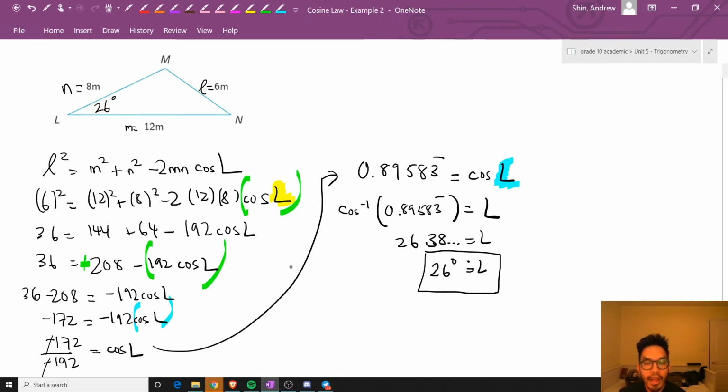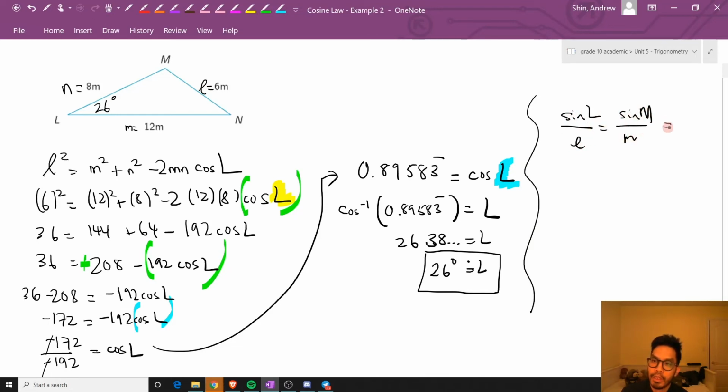And now, if you want to solve the rest of this triangle, you have an angle side pairing. So now you can use sine law. You have sine of big L over small l, sine of big M over small m, sine of big N over small n. You have an angle side pairing, and you can solve the rest of the triangle if the question required you to do so. But I'm going to keep it short here.